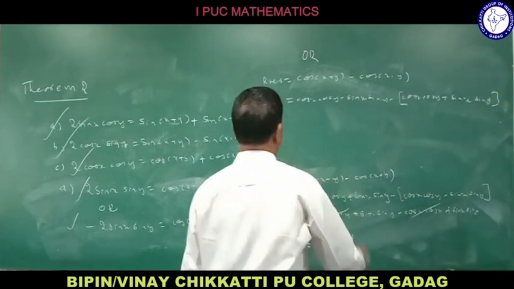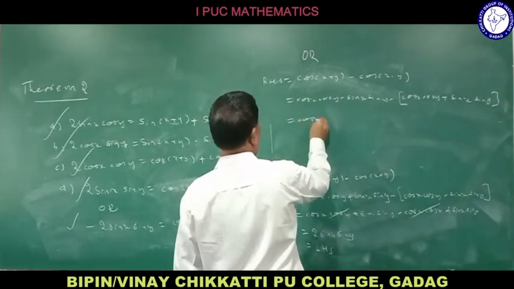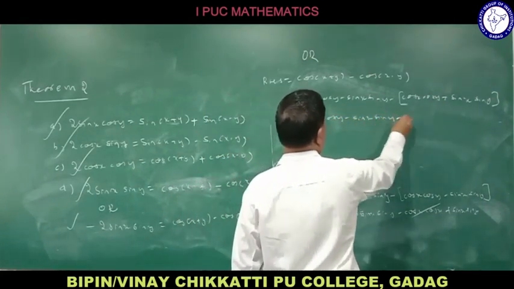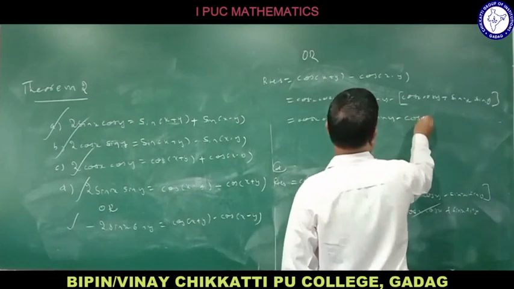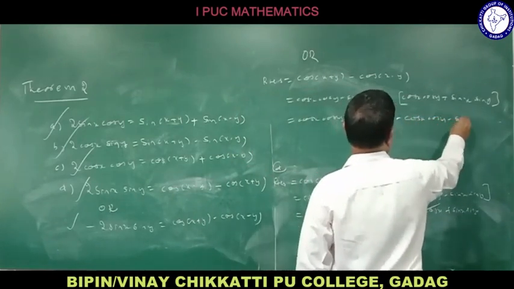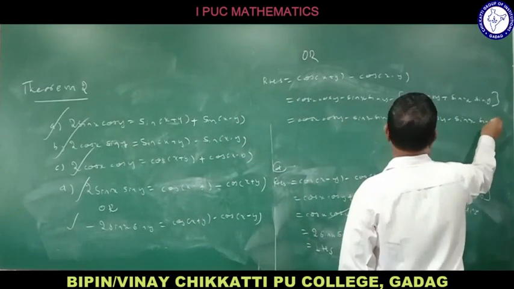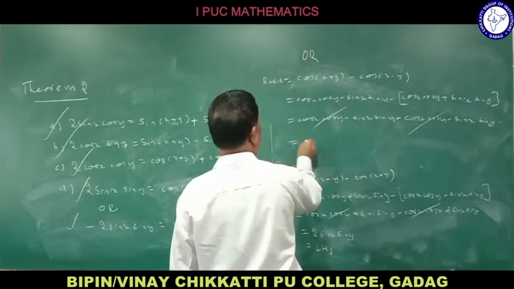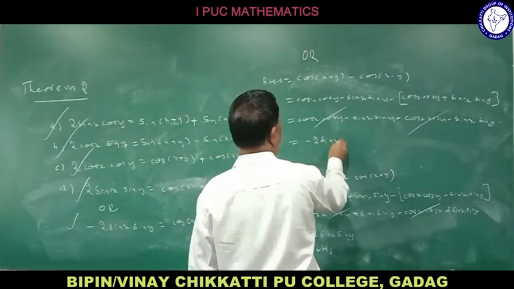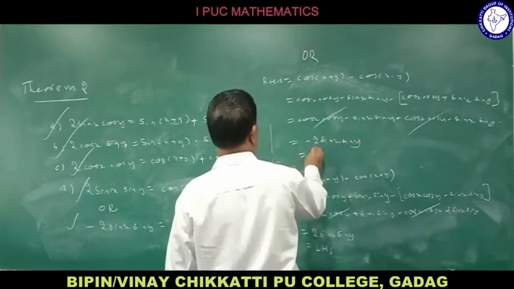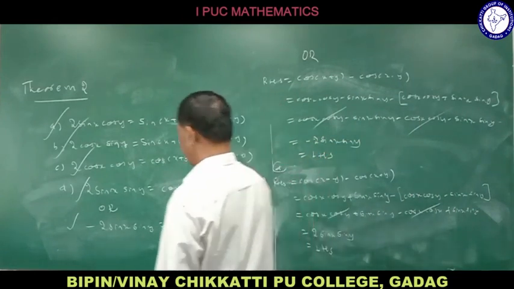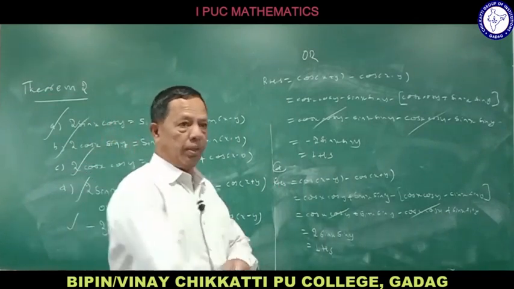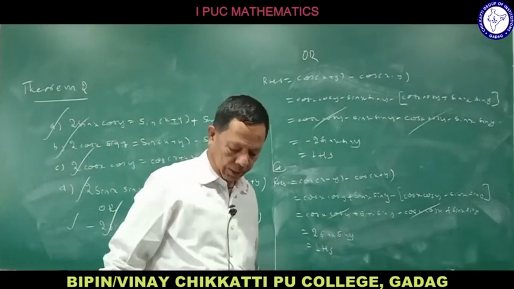Now you open the bracket. Cos x cos y minus sin x sin y minus cos x cos y minus sin x sin y. So cos x cos y is cancelled. What is the remaining here? Minus 2 sin x sin y. What is this? LHS. This is the way we have proved the results in this case.